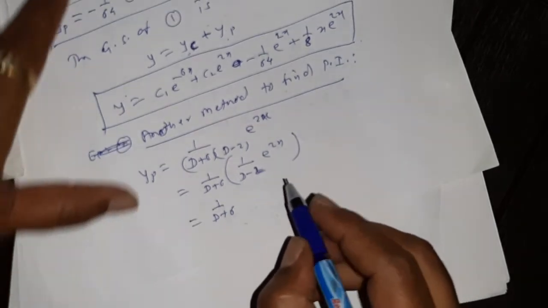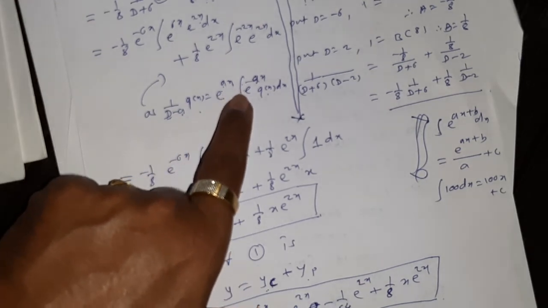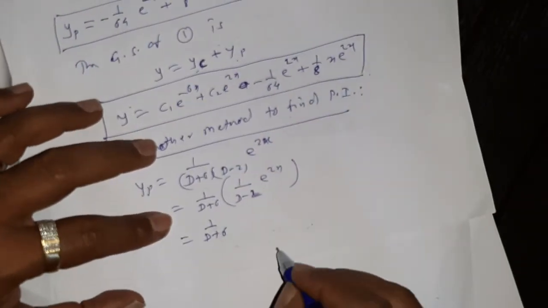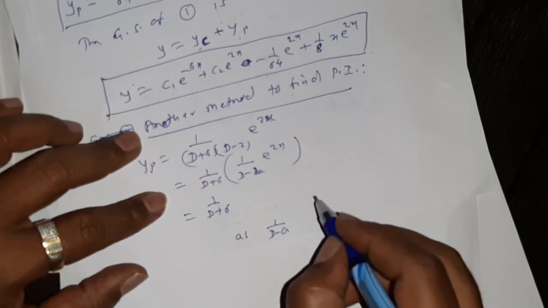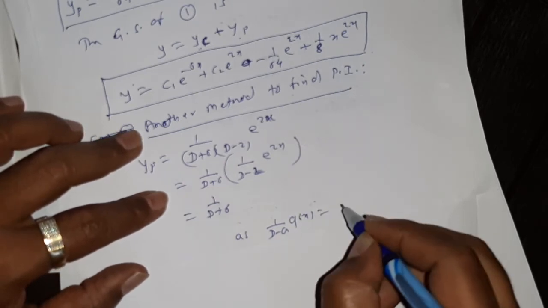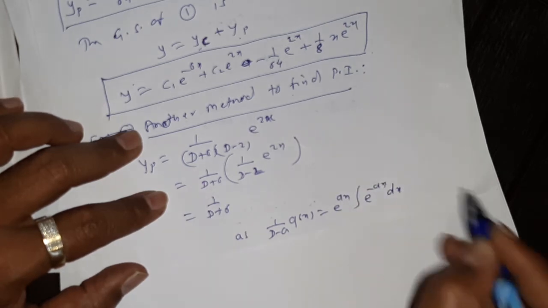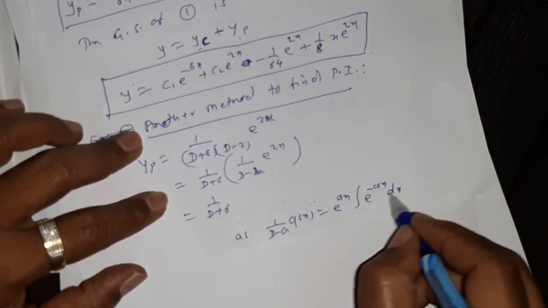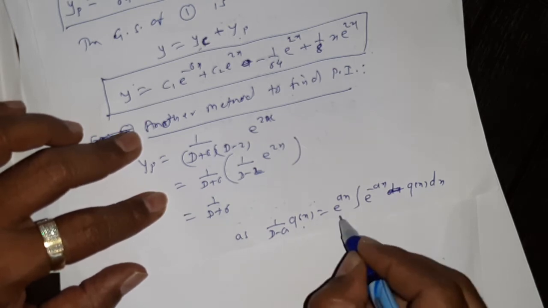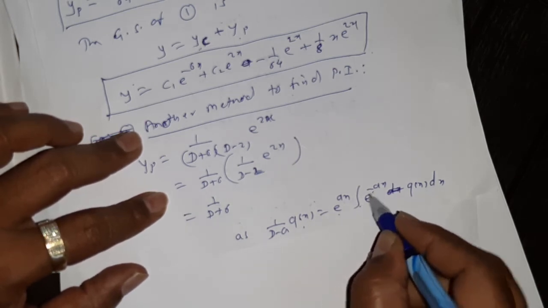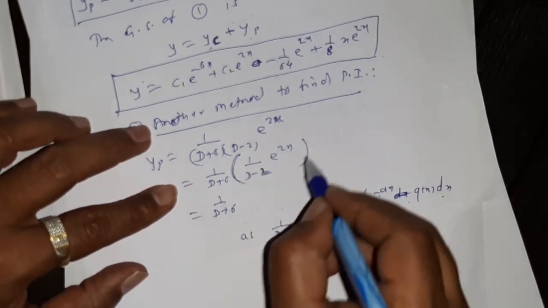So apply this rule again, 1 by D minus a, Qx. This is the rule: 1 by D minus a, Qx is equal to e raised to ax, integration e raised to minus ax, Qx dx. What is the rule? 1 by D minus a, Qx is e raised to ax, integration e raised to minus ax, Qx dx. So apply the rule for this bracket.